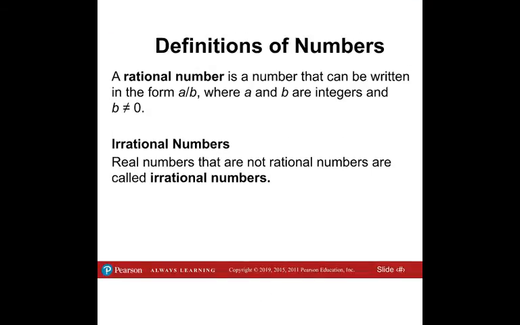A rational number is a number that can be written in the form a over b, where a and b are integers and b is not 0. Numbers that are not rational are called irrational numbers. So a rational number is a number that can be written in the form of a fraction, where a and b are integers and the denominator is not 0.